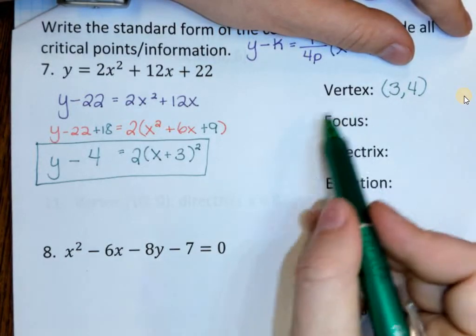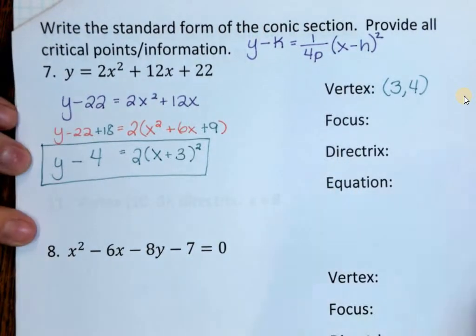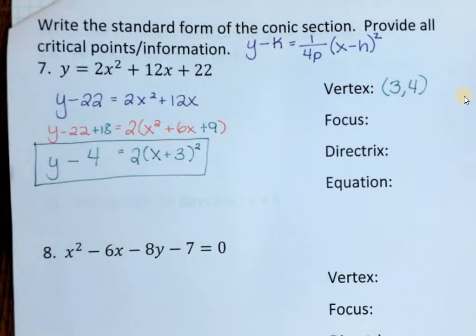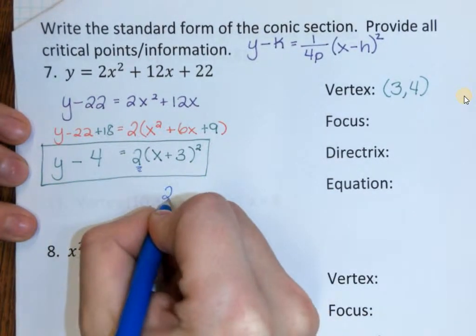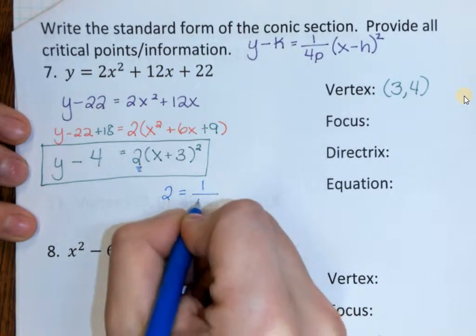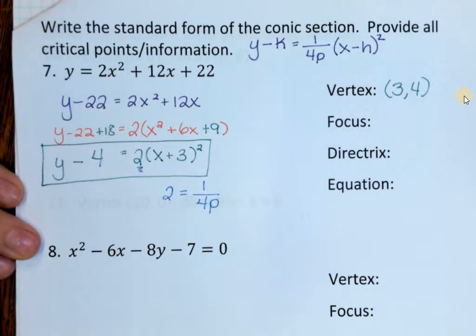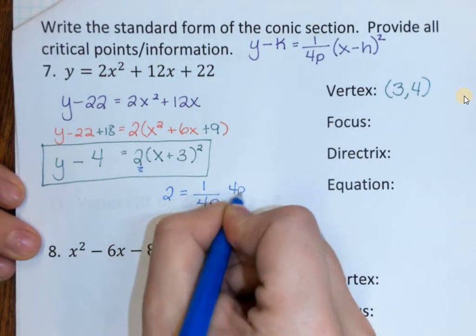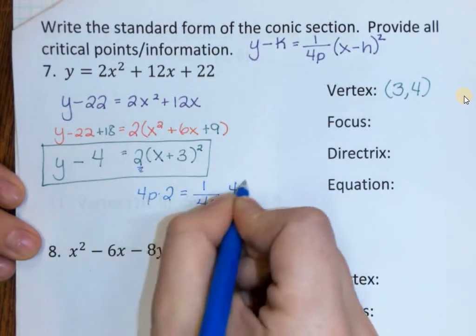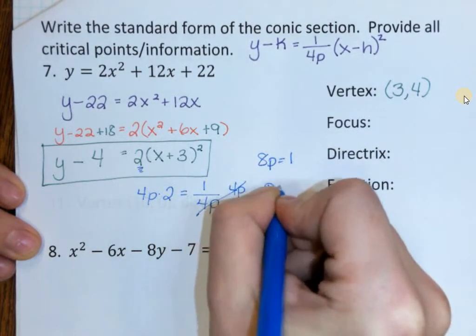Now, in order to do the focus or the directrix, I need to find p. Don't make this out to be harder than it is. All you're going to do is you're going to say this number here, 2, is equal to 1 over 4p. How do I solve that? Multiply by 4p, not by 2. That way I will have 8p equals 1. So what is p?